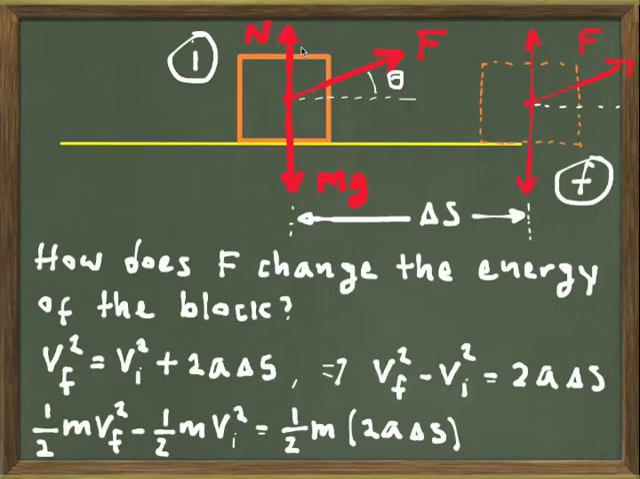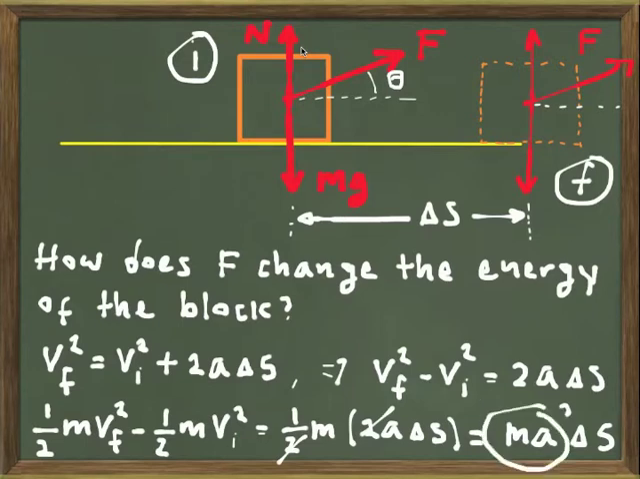Right? This says 2 times the acceleration times delta S. I just multiply by 1/2 of the mass on both sides, nothing else. 2 can cancel. And what I have on this side is the mass times the acceleration times delta S. So that equation says the difference in kinetic energy between the final and the initial situation is equal to ma times delta S.